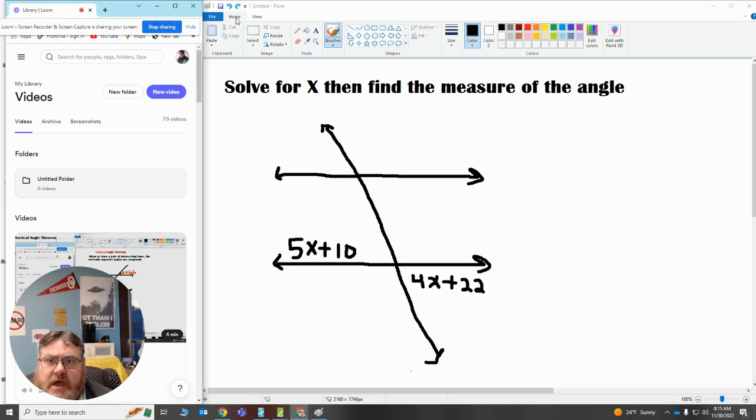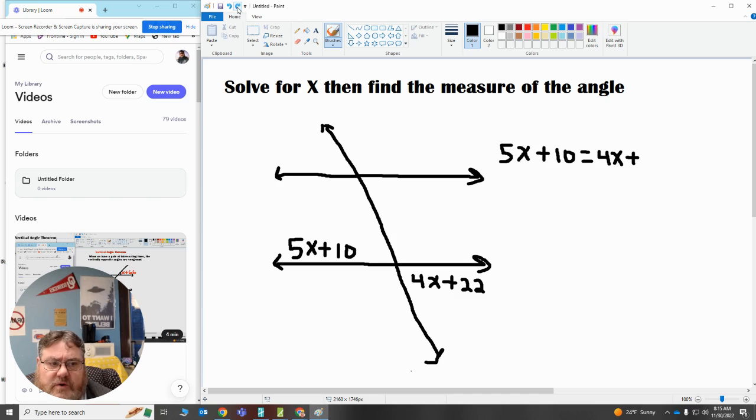Okay, because vertical angles are congruent, they are equal to each other. We simply take the 5x plus 10, we make it equal to the 4x plus 22. Then the next thing we do, we solve for x.